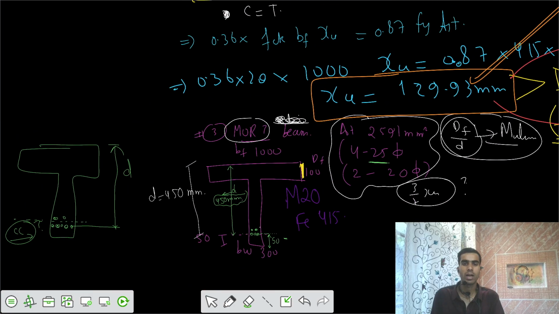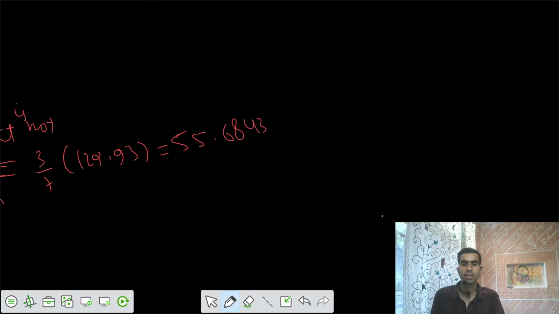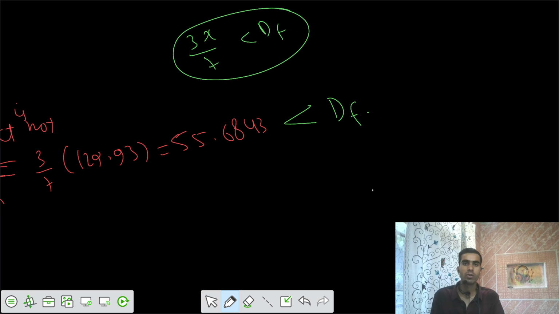DF value is 100, so I have to compare it with the DF. I would say this value is less than DF, and when the condition is that 3/7 of XU is less than DF, which equation do we have to use? Is it the equation of YF or the equation of DF? Which equation do we have to use?